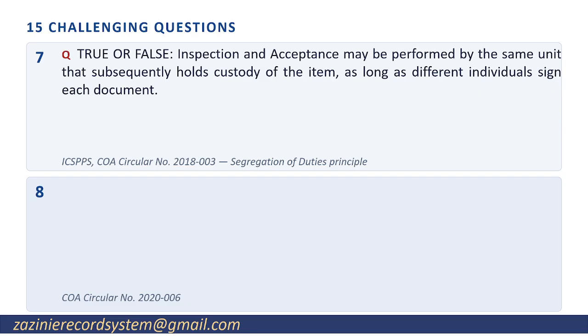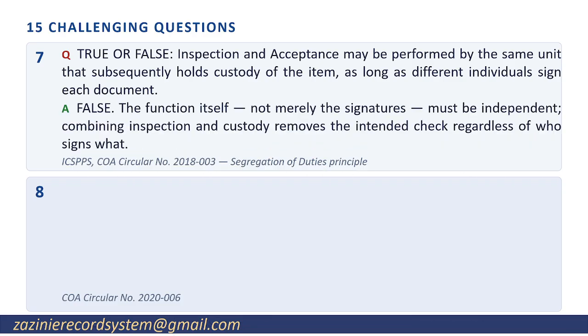15 challenging questions. Number 7. True or false? Inspection and acceptance may be performed by the same unit that subsequently holds custody of the item, as long as different individuals sign each document. False. The function itself, not merely the signatures, must be independent. Combining inspection and custody removes the intended check regardless of who signs what.